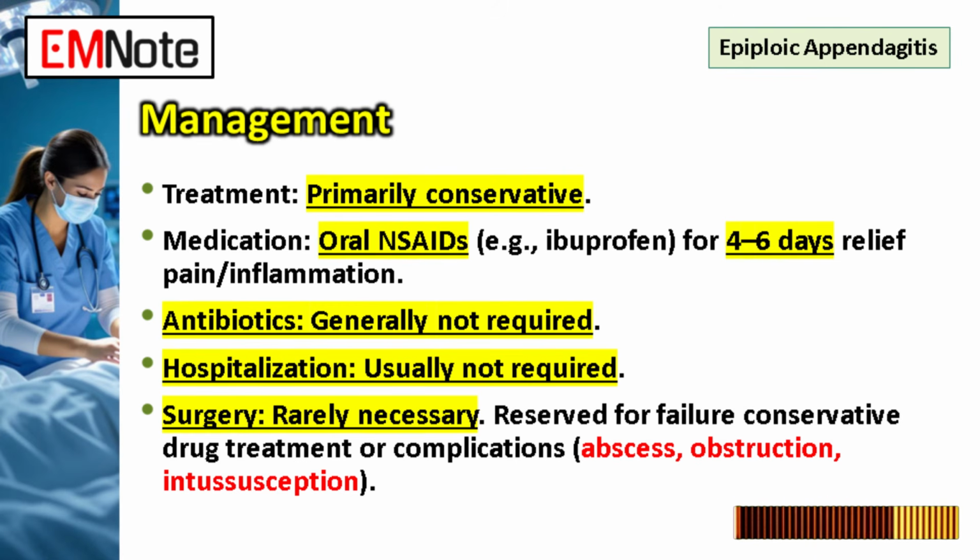What you absolutely must avoid, or rather withhold, are antibiotics. Giving antibiotics for sterile fat necrosis is unnecessary, carries risks, and contributes to resistance. It's crucial to stop them if they were started empirically.